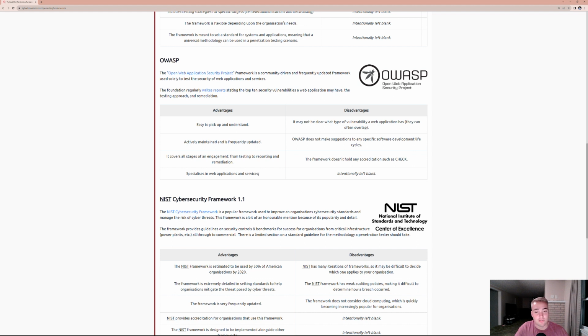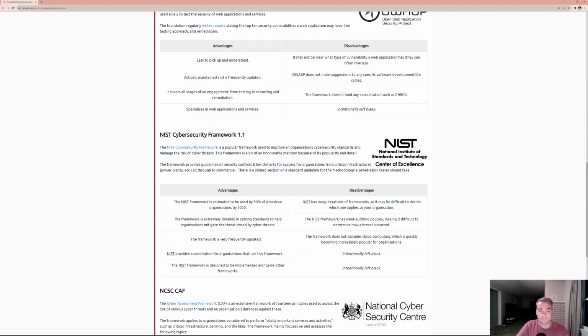Specializes in web applications and services. The disadvantages, though, it may not be clear what type of vulnerability a web application has. They can often overlap. OWASP did not make suggestions to any specific software development life cycles. The framework doesn't hold any accreditations such as CHECK.